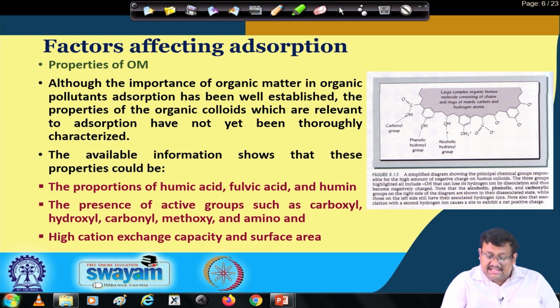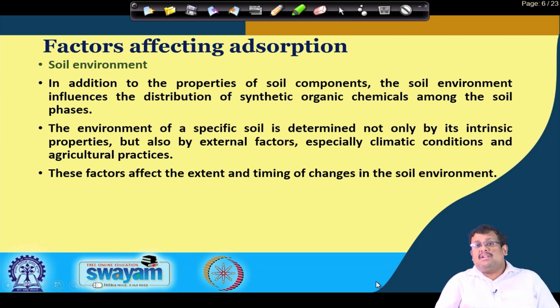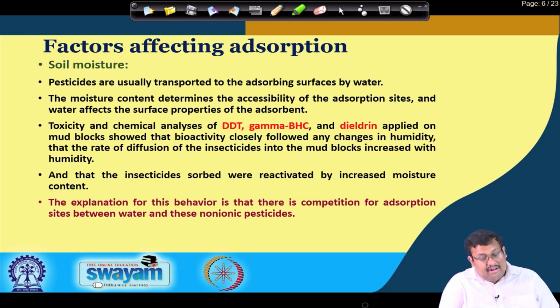So, let us move ahead and see the other important factors. Now, among the other important factors, soil environment. In addition to the properties of the soil component, the soil environment influences the distribution of synthetic organic chemicals among the soil phases, and the environment of a specific soil is determined not only by its intrinsic properties, but also by external factors, especially climatic condition and agricultural practices, and these factors affect the extent and timing of changes in the soil environment. The next important factor is soil moisture.